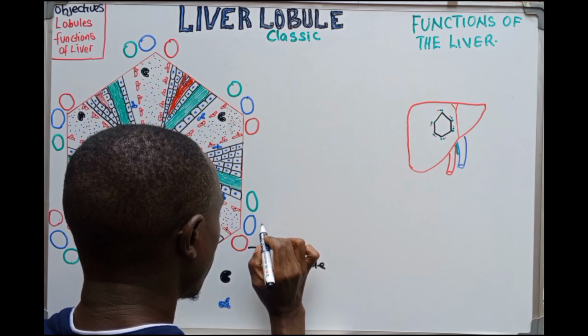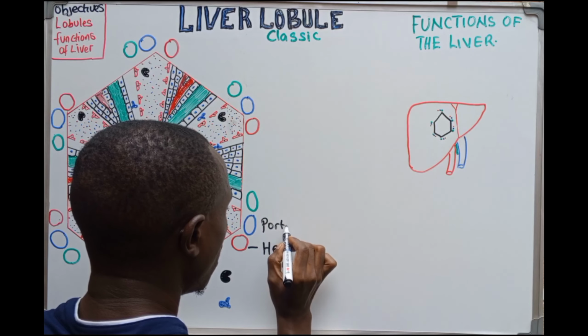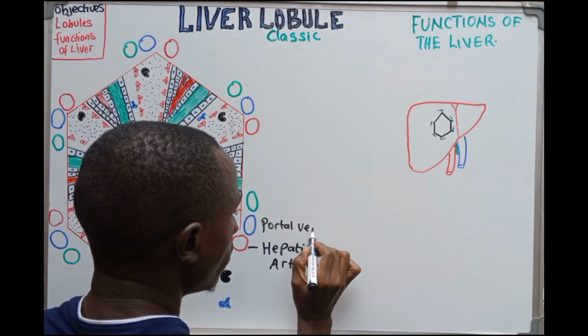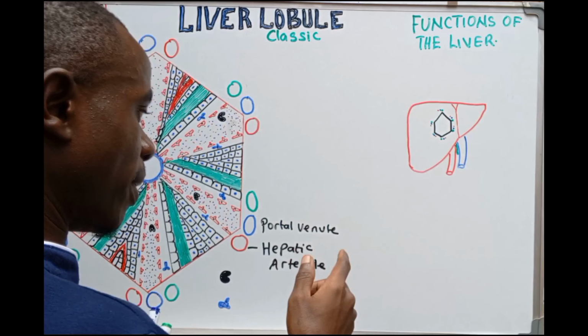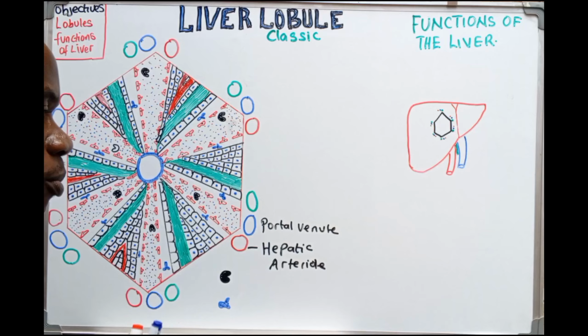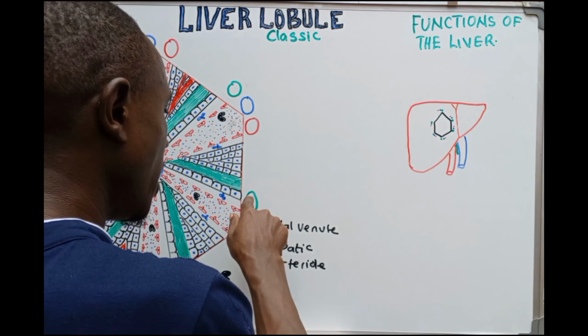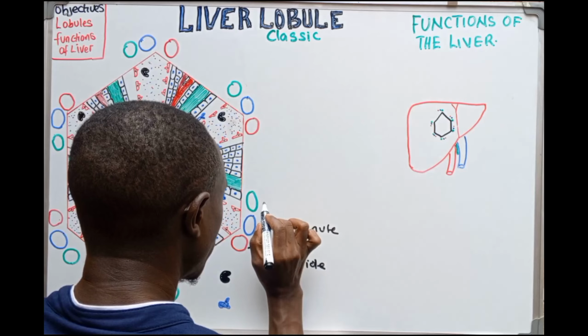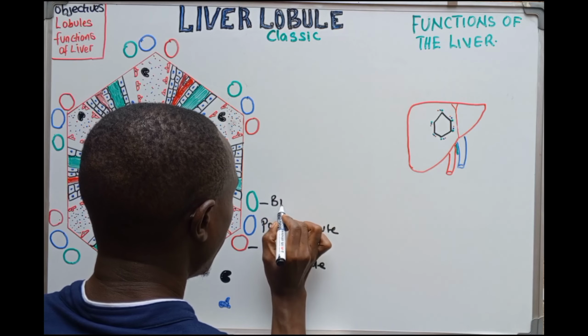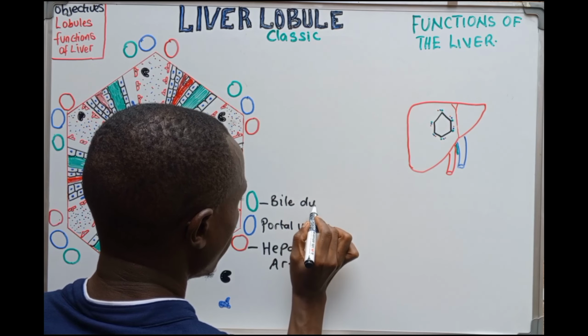So we can simply call it the portal vein, meaning that it is draining blood from the hepatic portal vein into this kind of tributary, which we are calling the portal vein. Then we also have this structure which is draining the bile. And this structure here is what we call the bile duct.